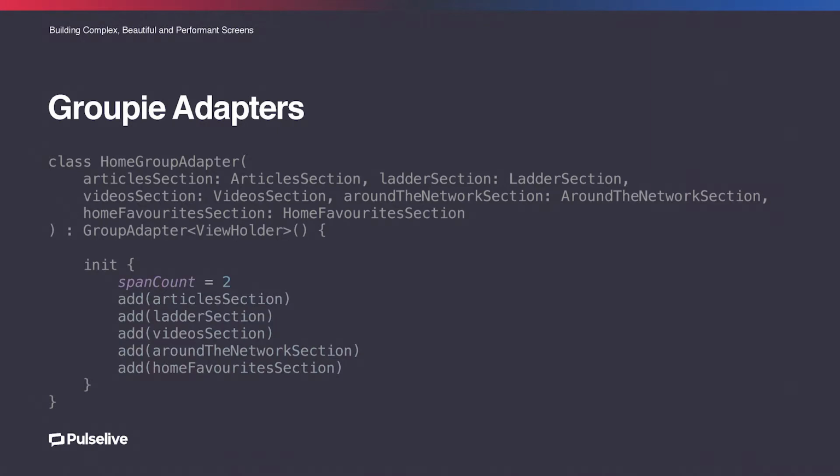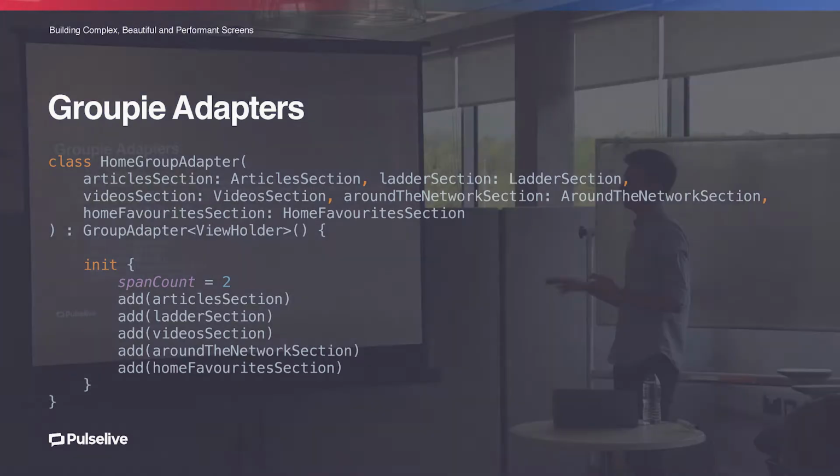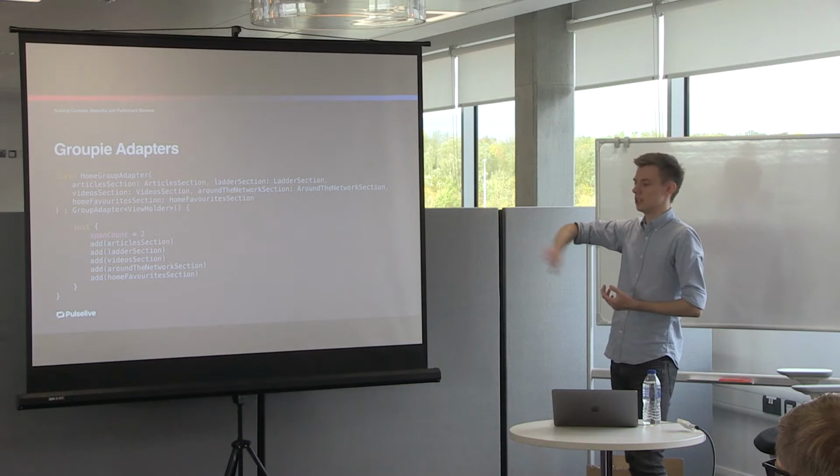We're going to set span count to 2 because we have some grid stuff. We have some videos that need to be side by side, so we set span count to 2. That's a group adapter. There's nothing special there. So now we have all the bits and pieces together. You just add this adapter like you normally would to the recycler view.